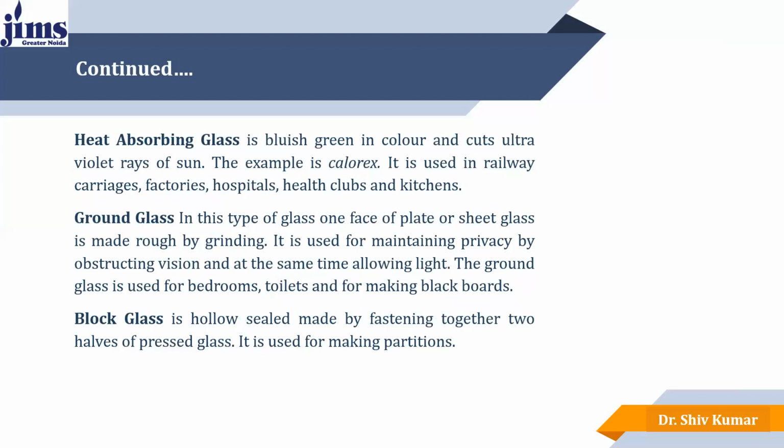The ground glass. In this type of glass, one face of plate or sheet glass is made rough by grinding. It is used to maintain privacy by obstructing vision and at the same time allowing light. The ground glass is used for bedrooms, toilets, and for making blackboards, etc.